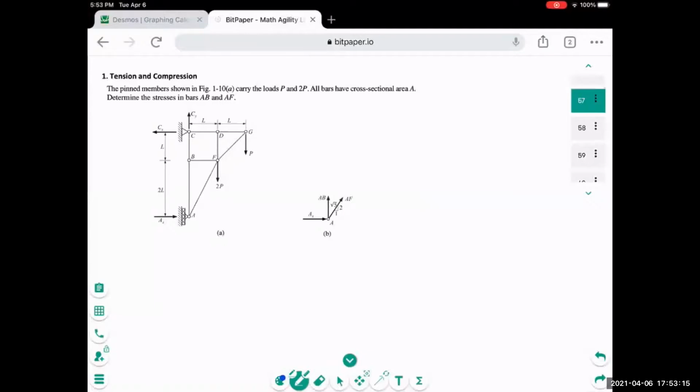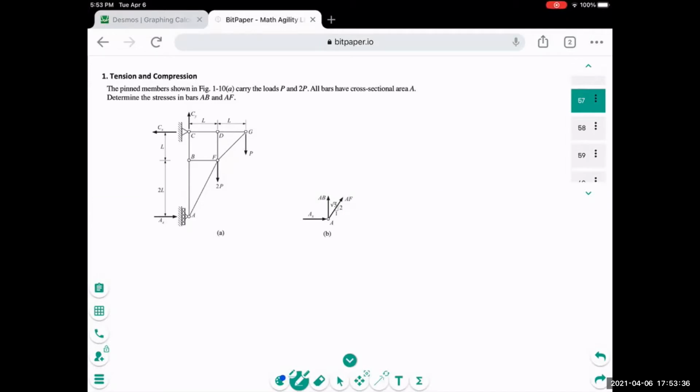So the first problem is about tension and compression. Here the pinned members shown in figure 1.10a carry the loads P and 2P. All bars have cross-section area A. So the question is: determine the stresses in bars AB and AF.